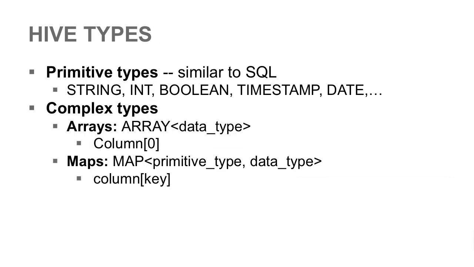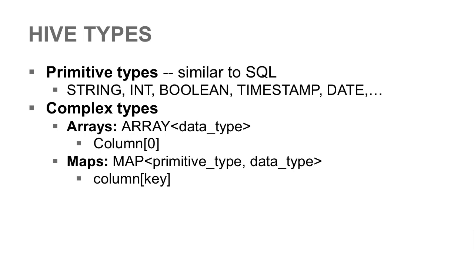Let's see now the Hive types. First, we have primitive types. They are similar to SQL. We have strings, integers, booleans, timestamps, and so on. In addition to those, we have some complex types, and these are the types that you will not find in a relational database.